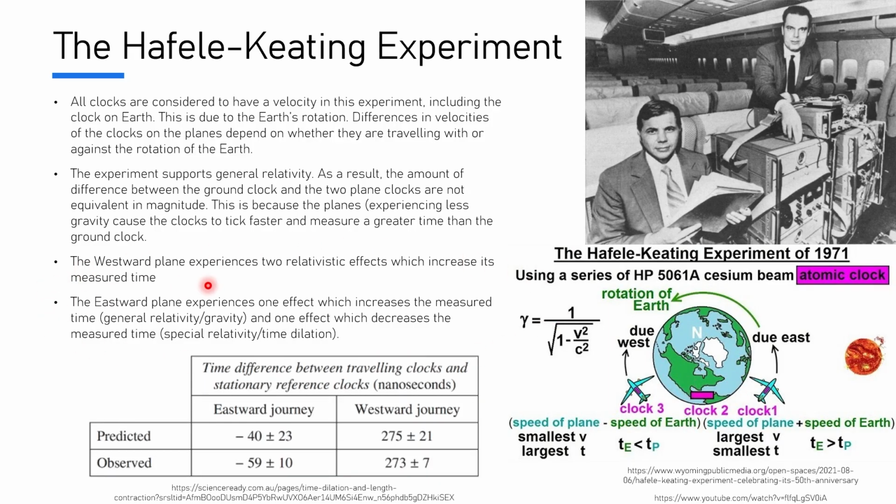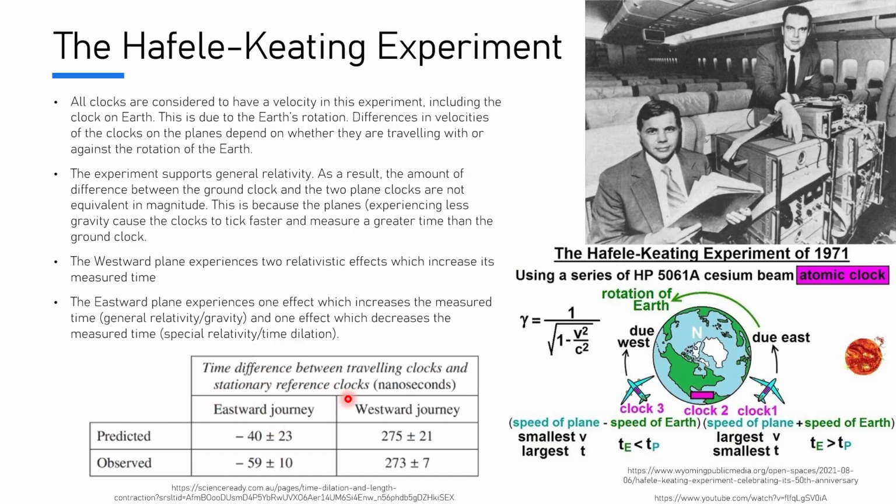For the eastward clock, there were 2 effects which were opposing each other. The general relativity and gravity effect increased the measured time, whereas the special relativity and time dilation effect decreased the measured time. As the eastward clock still measured a lower time than the reference clock, what that means is, in this experiment at least, the special relativity and the time dilation factor had a greater impact than the one for gravity.